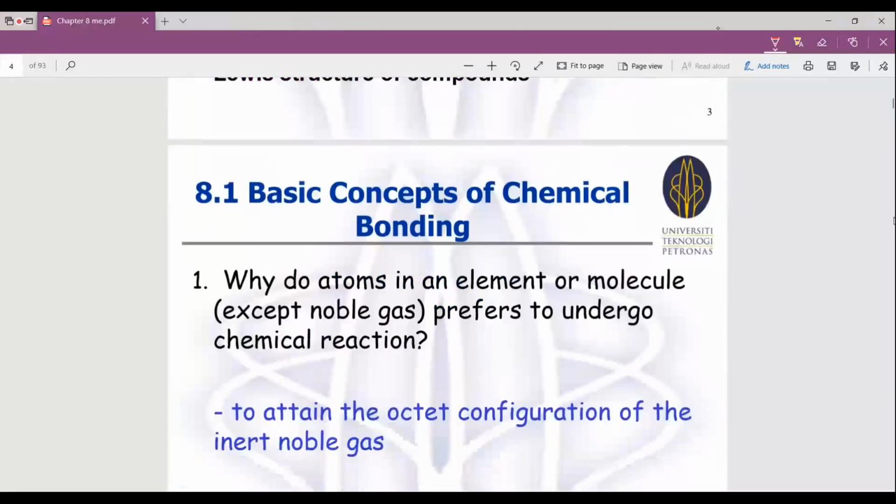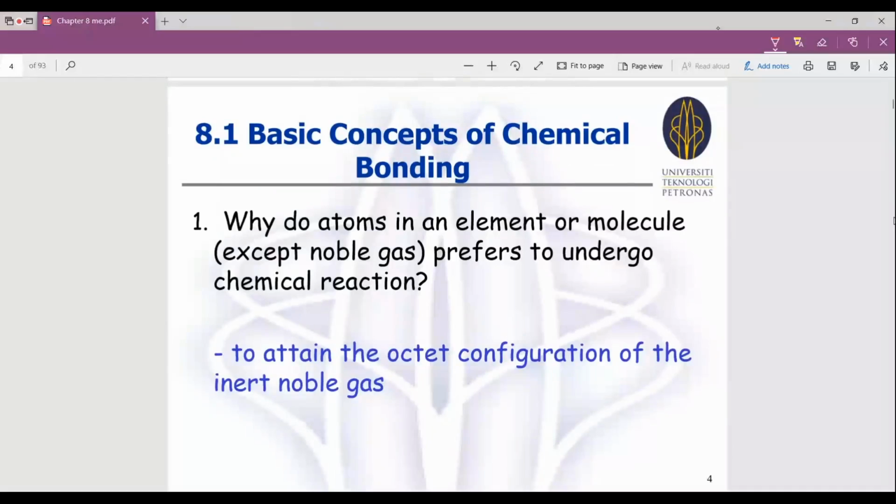First is the basic concept of chemical bonding. Why do atoms, elements or molecules undergo chemical reactions? To attain a stable configuration of electrons. If they are given an opportunity to choose, they will choose to achieve a stable configuration, like group 18 noble gases.